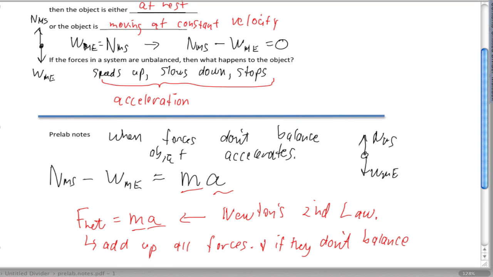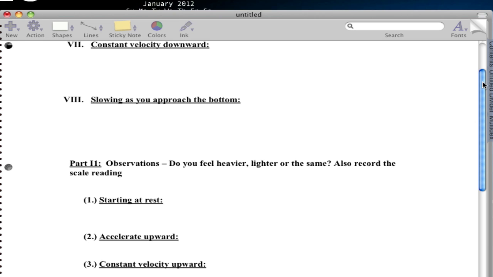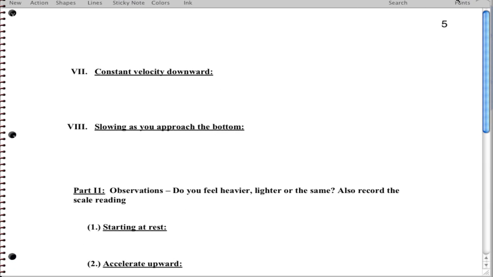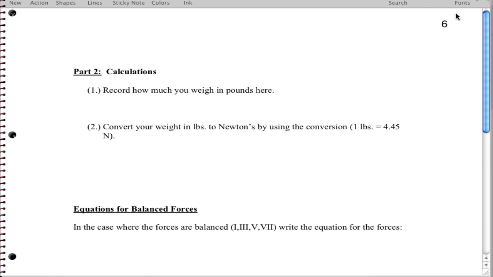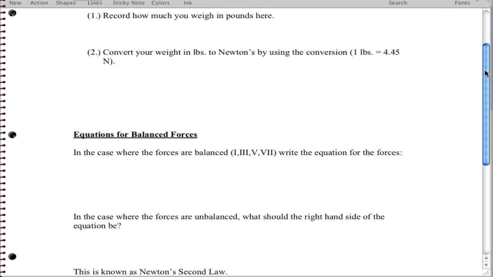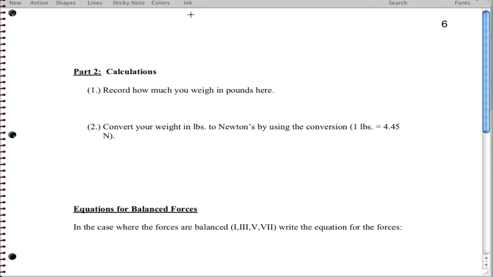To really get this, I want to actually apply this to the lab problems that you have. So when you take your lab and look at the Part 2 calculations, we'll record our weight in pounds. I actually weigh about 155 pounds. I'm a strapping young man. And we will convert this using the conversion: 1 pound is 4.45 newtons.